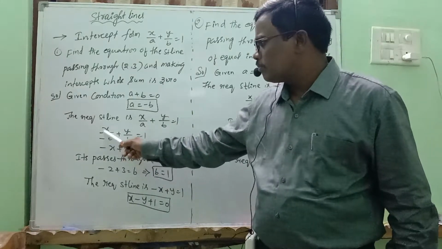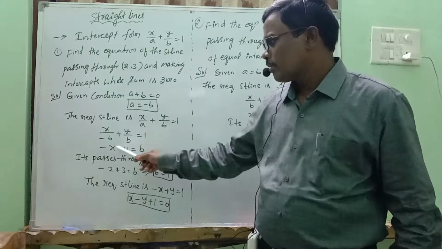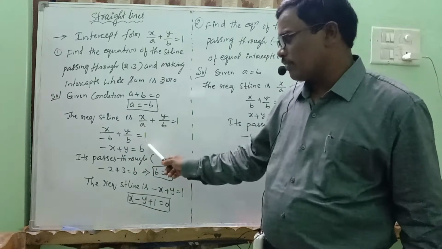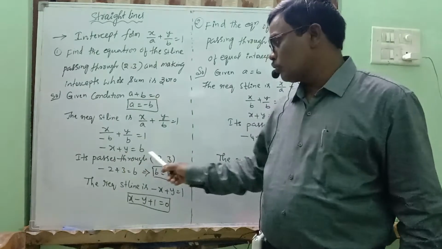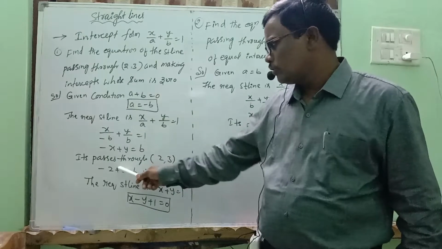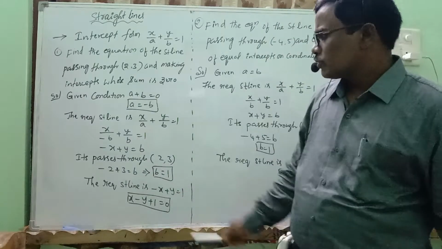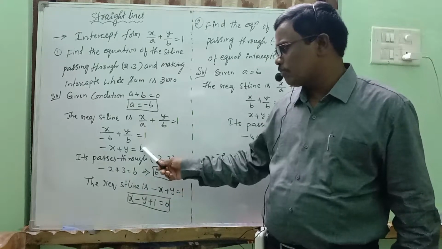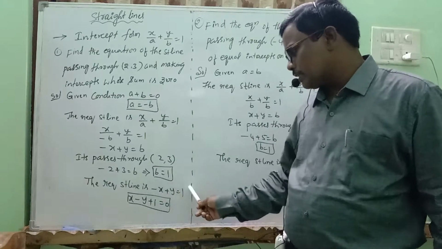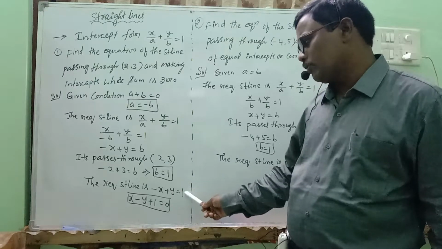Taking the LCM b, minus x plus y, and b divided goes to the other side as multiply. This is the required straight line. It is passing through (2, 3), so replace x with 2 and y with 3: minus 2 plus 3 equal to 1, so b equal to 1. The required straight line is minus x plus y equal to 1. Bring the minus x to the right side, take positive, plus y, bring 1 to the right side as negative.